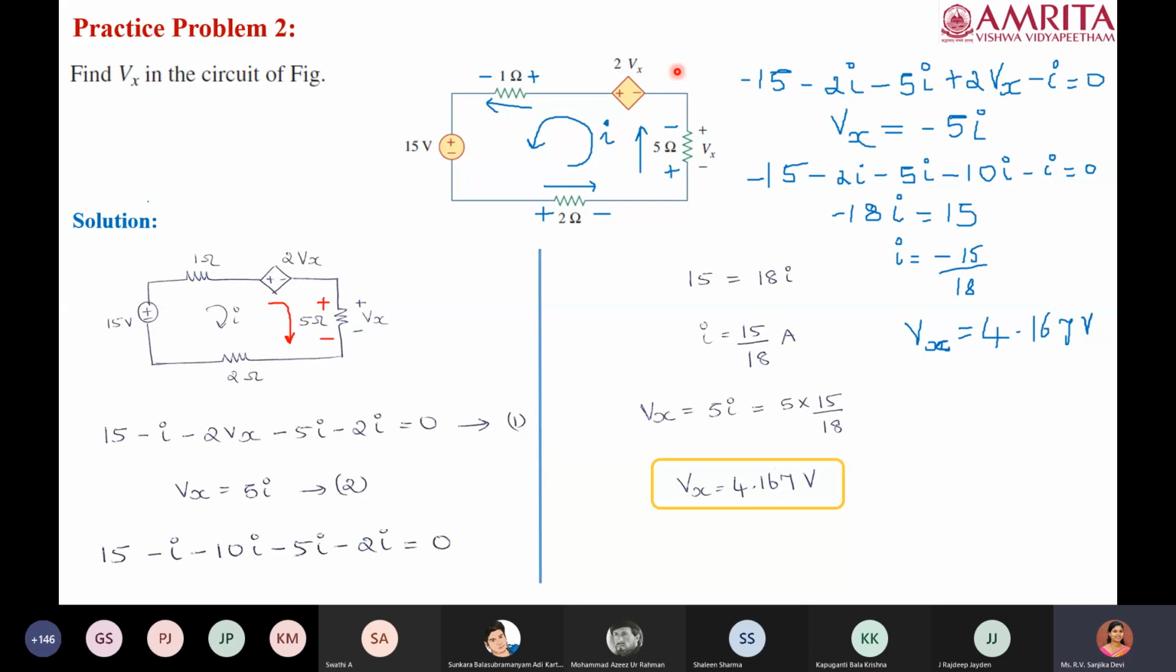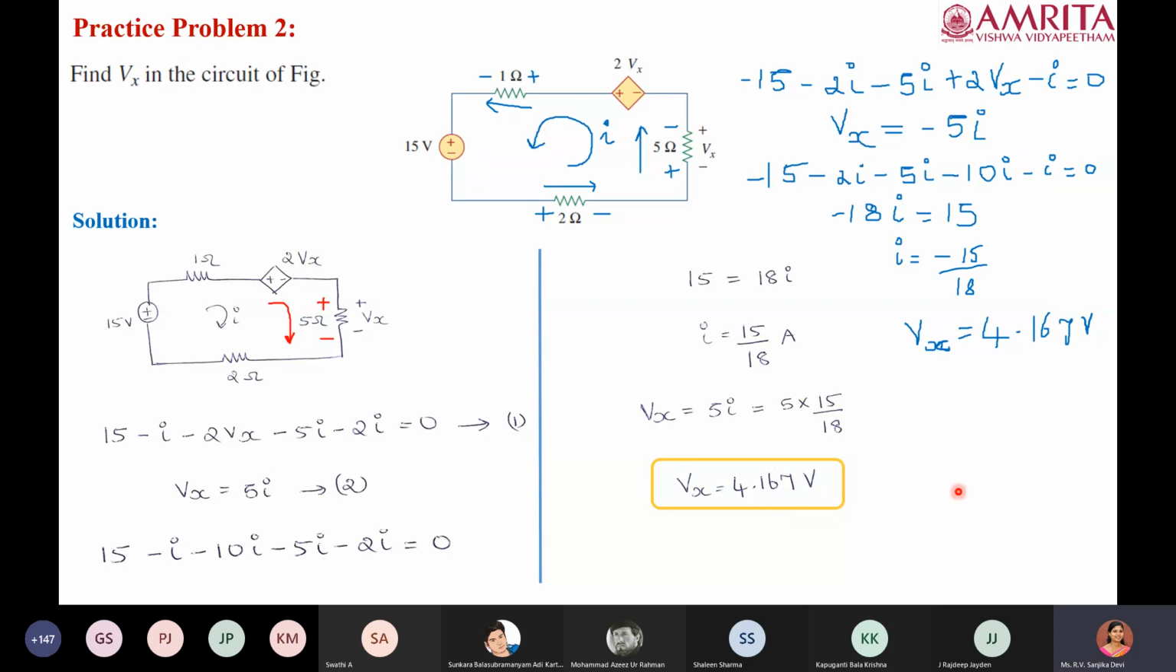I hope students are able to understand this. So assuming the direction of current is not an issue at all. But the final answer should match. The final answer cannot deviate. So next we will see the next numerical.